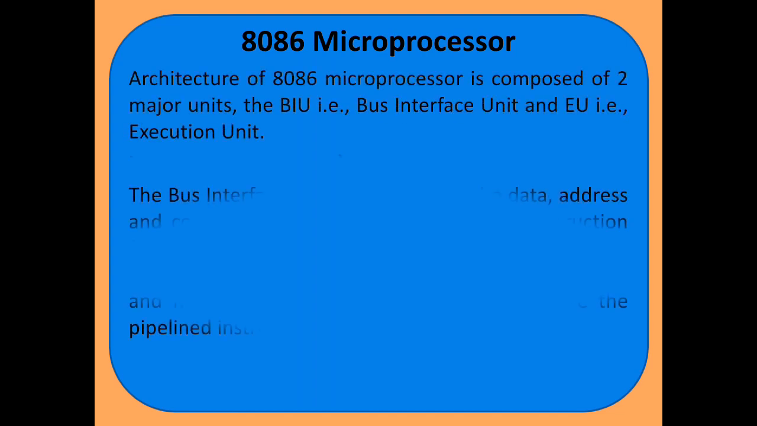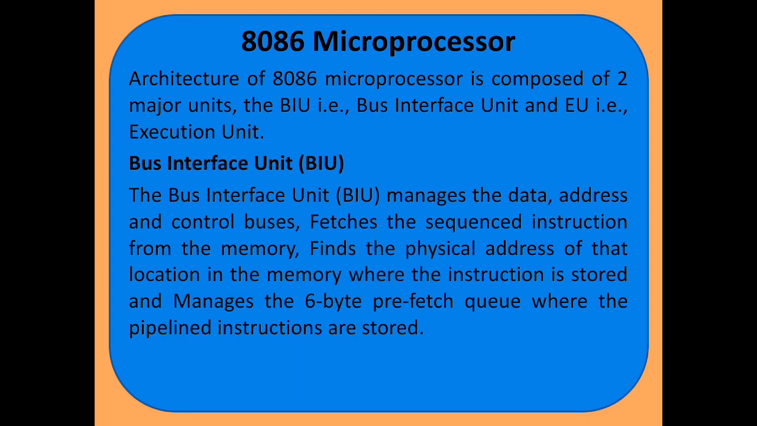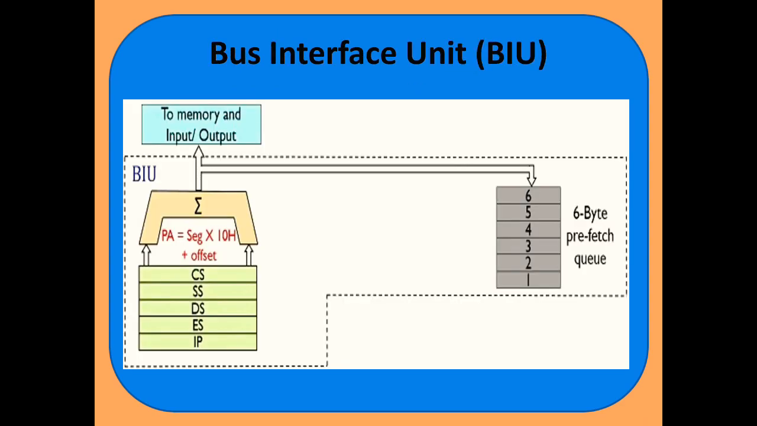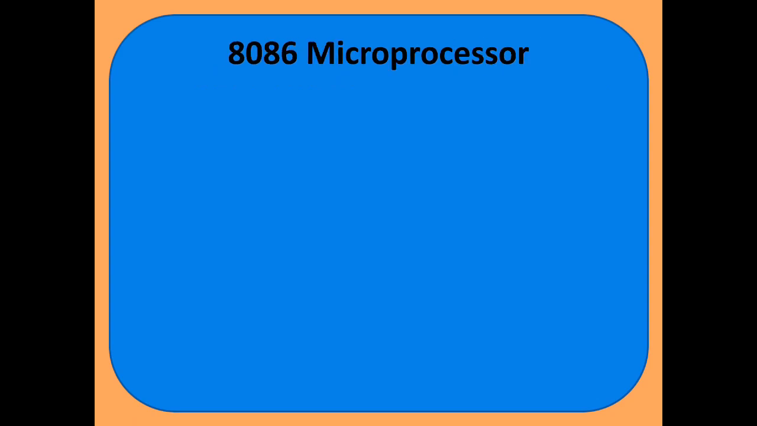The bus interfacing unit manages the data, address and control buses and fetches the sequenced instructions from memory. It also finds the physical address of the memory location where instructions are stored, and manages a 6-byte prefetched queue, with which we can implement pipelining. So this part represents the bus interfacing unit.